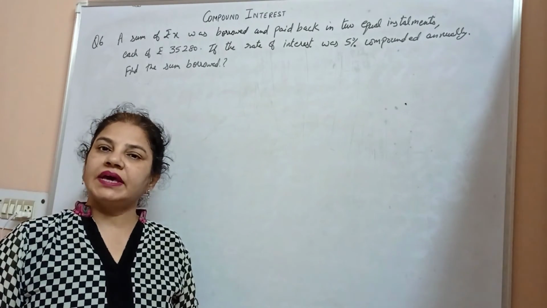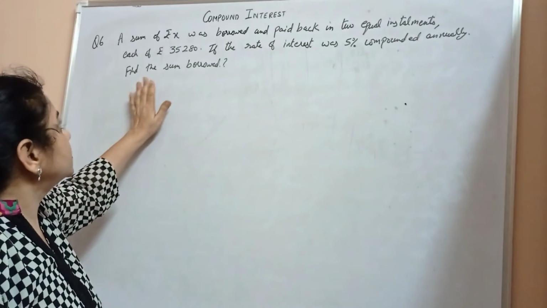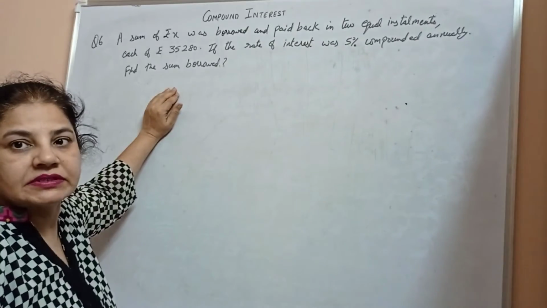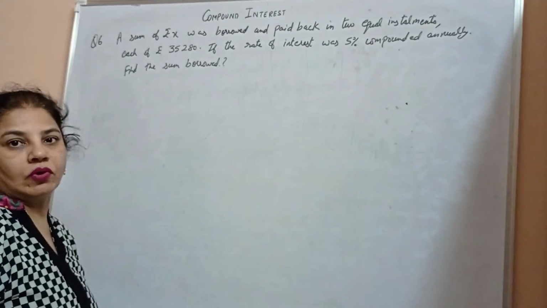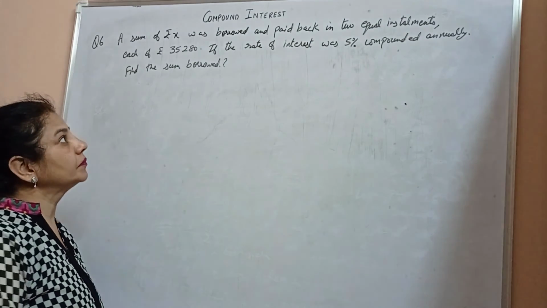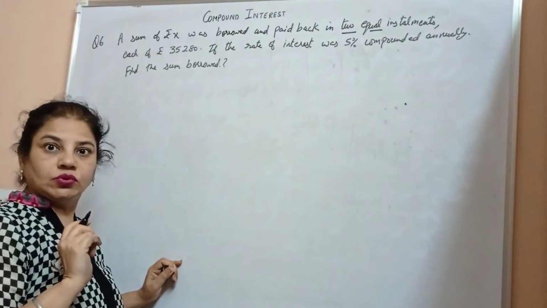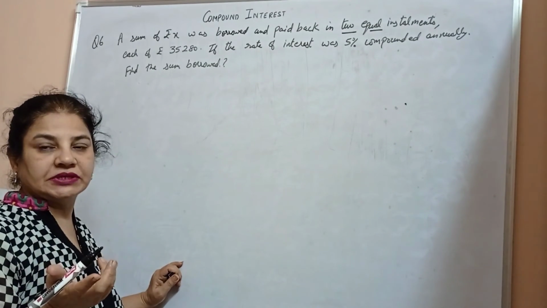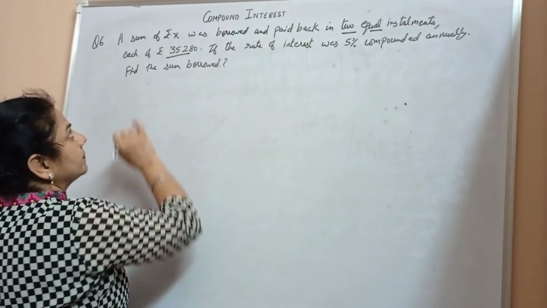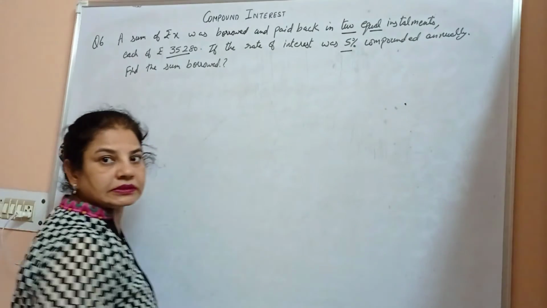A sum of rupees X is borrowed and paid back in 2 equal installments. Each installment is 35,280. If the rate of interest is 5% compounded annually, find the sum borrowed. In this case, we have to calculate the money borrowed. Installments are given, 2 equal installments, that means 2 years compounded annually, so every year an installment is paid. For the 2 years, each installment is 35,280 and the rate of interest is 5%.